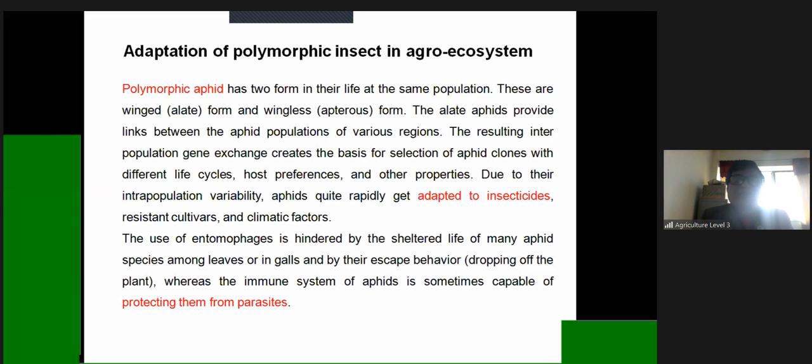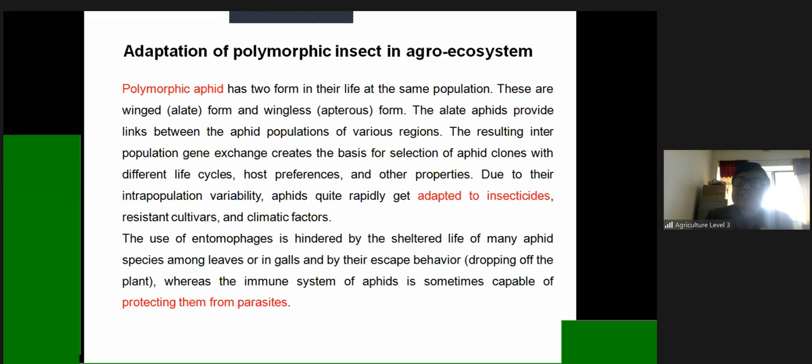The use of entomophages. Entomophages means insects that attack other insects. This is hindered by the sheltered life of many aphid species among leaves or in galls, and by their escape behavior. Sometimes the aphids just stay hidden in their shelter places, so under the leaves or other galls, and this way they escape from the enemies.